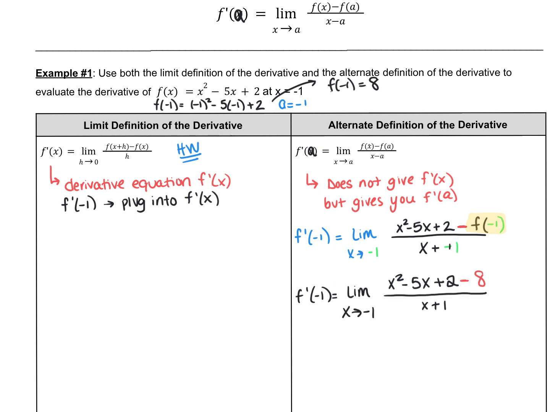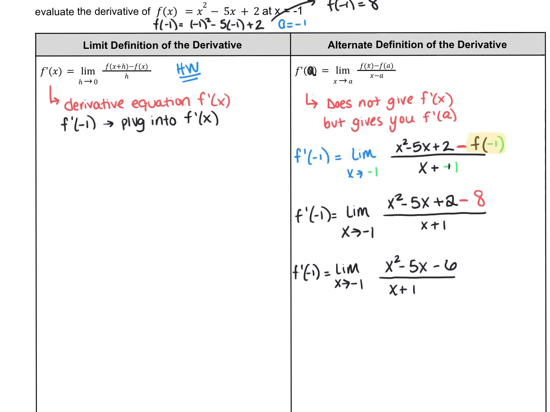And on the numerator, it looks like I can combine these two terms. 2 minus 8 is -6. So x squared minus 5x minus 6 over x plus 1. Again, we're bringing down our limit as x approaches -1.